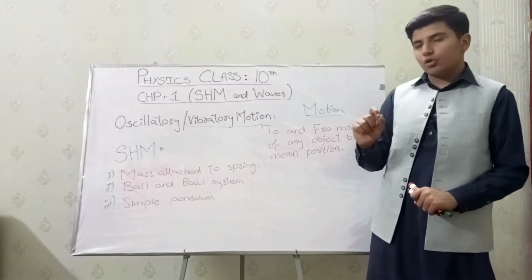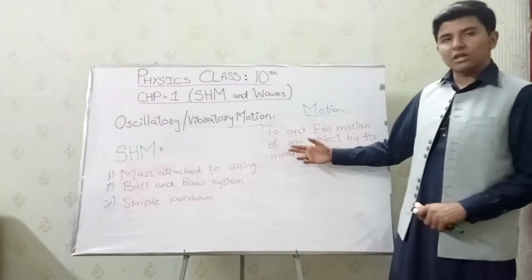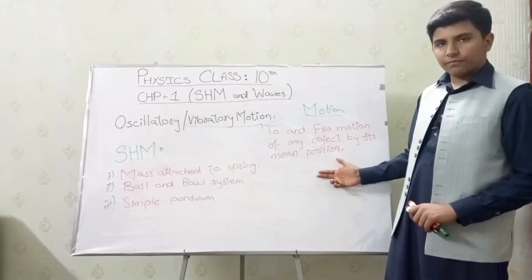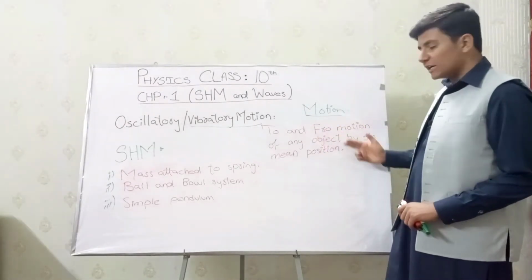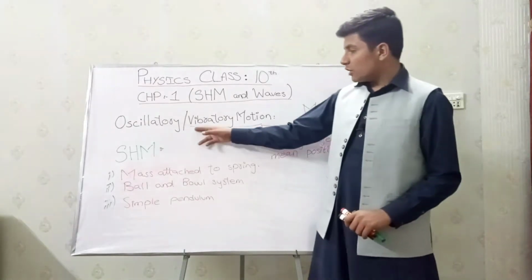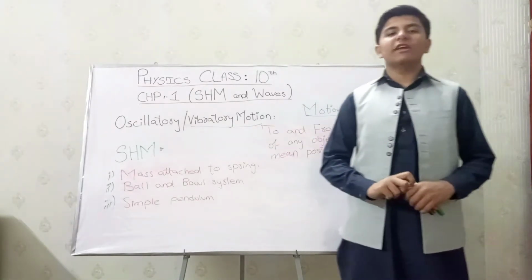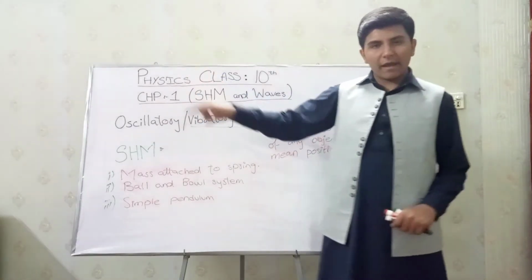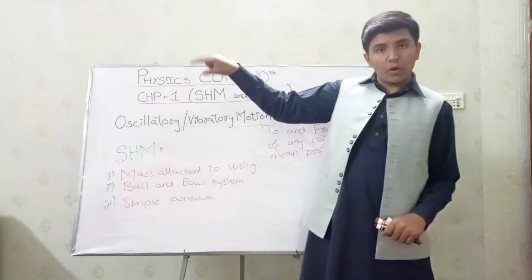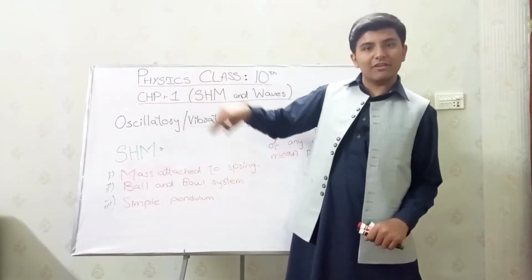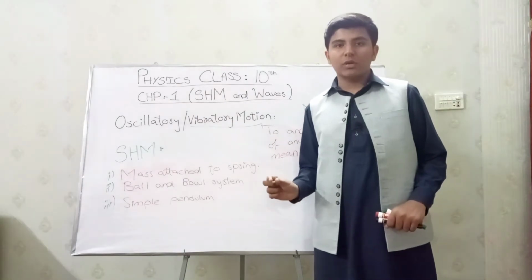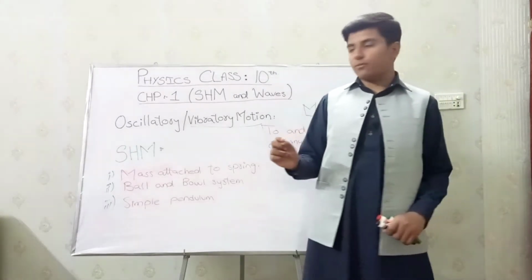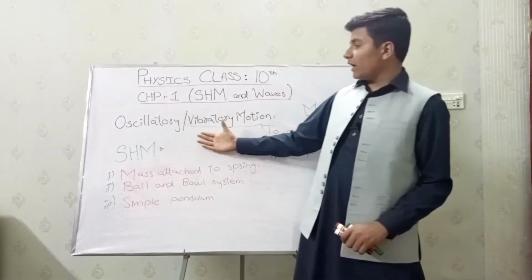Another thing you studied in class 9 was vibratory motion. So what was vibratory motion? The basic definition of vibratory motion is to and fro motion of any object about its mean position. In simple words, when an object moves to and fro, covering distance, the mean position is between them. When it goes one way and comes back, it passes through the mean position, and then the object is said to be having vibratory motion.